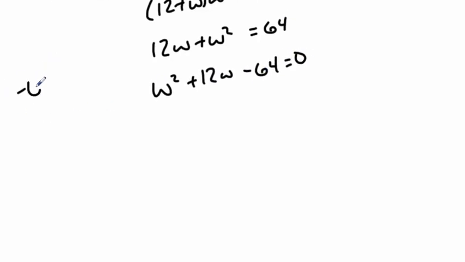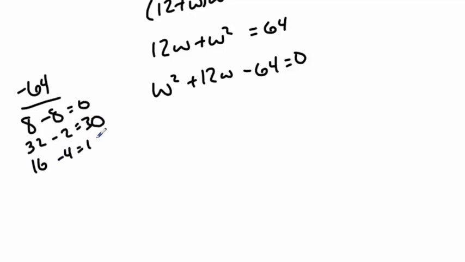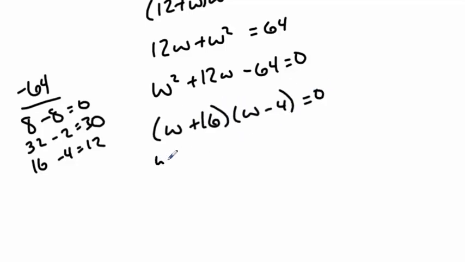Negative 64. I want one positive and one negative to add to negative 12. So if I try negative 8 and positive 8, I'll get 0. If I try 32 and 2, I'll get 30. Okay, those don't work. If I try 16 and 4, I'll get 12. So that one does work. This is going to factor into w plus 16 and w minus 4. w plus 16 equals 0 gives us the solution w equals negative 16. And w minus 4 equals 0 gives the solution w equals 4.